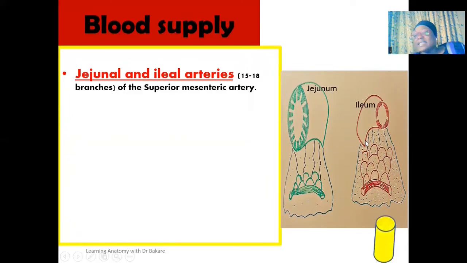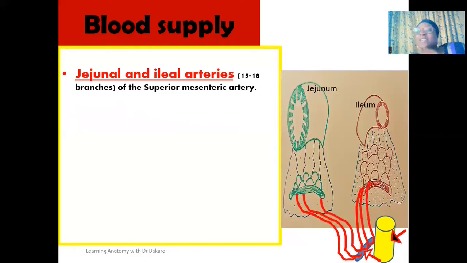So let's say this is the abdominal aorta highlighted in yellow, and on the abdominal aorta in the anterior surface, below the emergence of the celiac trunk above, we have the superior mesenteric artery. This is the superior mesenteric artery highlighted in blue. So the superior mesenteric artery then gives off jejunal and ileal branches, and this is about 15 to 18 of these branches that emerge from the superior mesenteric artery, and these are the branches.